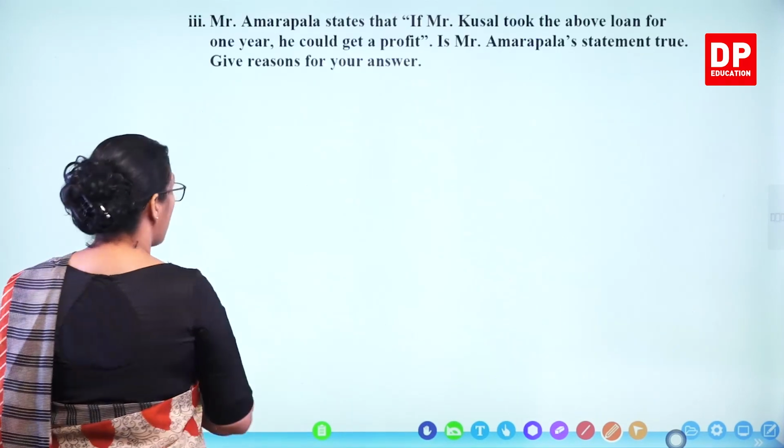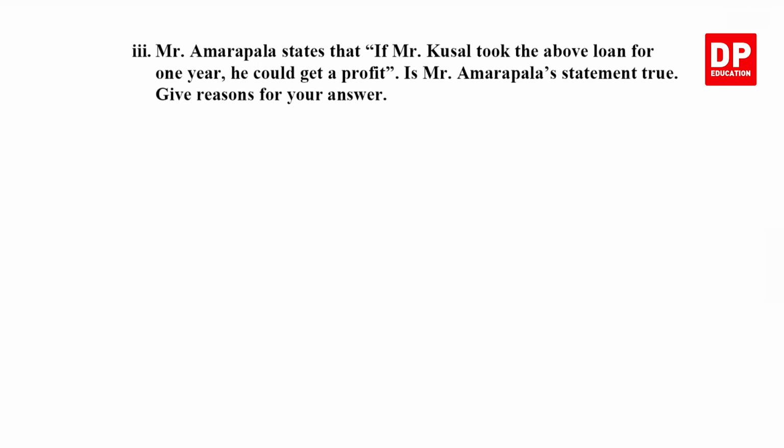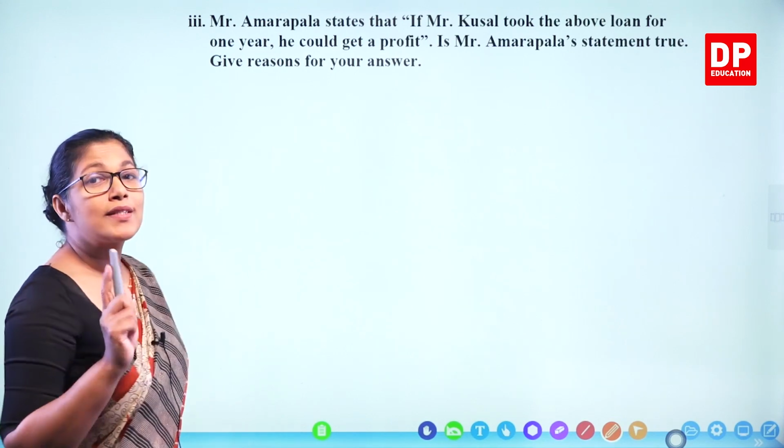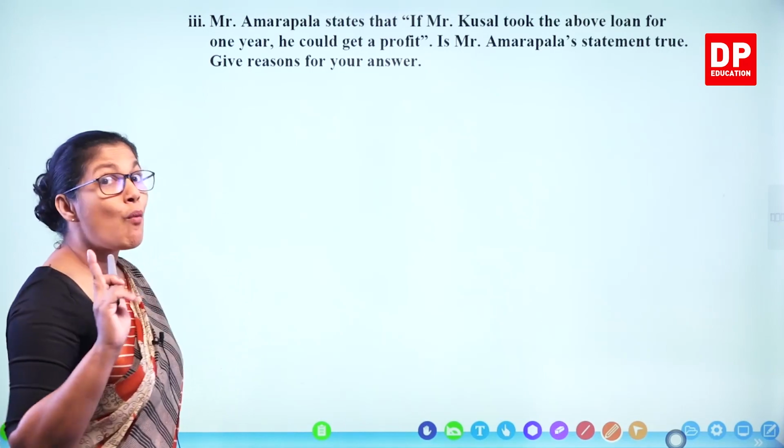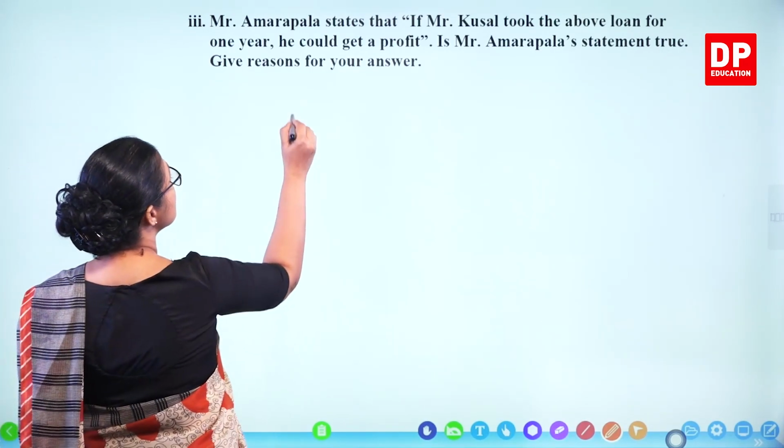Now we'll do the last part. It says, Mr. Amarapala states that if Mr. Kusal took the above loan for 1 year, he could get a profit. Mr. Amarapala's statement is true. Give reasons for your answer. So now we'll see what's the interest that needs to be paid for 1 year.